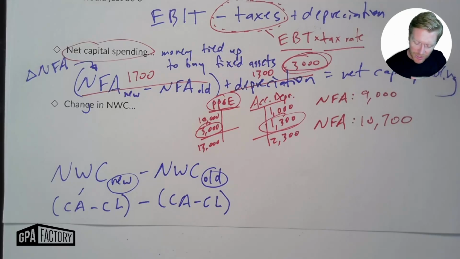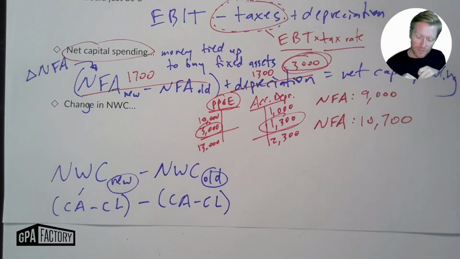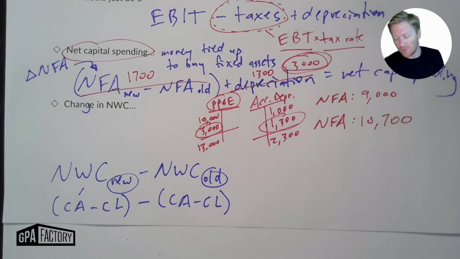Now you could rearrange these terms and do current assets minus current assets and then current liabilities minus current liabilities, but that is not recommended. I do not recommend doing that. Here we are just going to do it this way. Net working capital new minus old, and yeah, should be good to go.